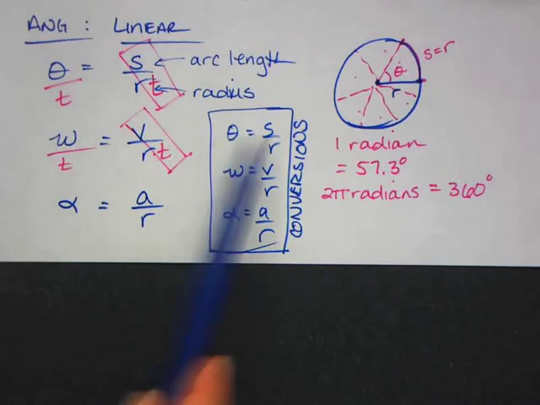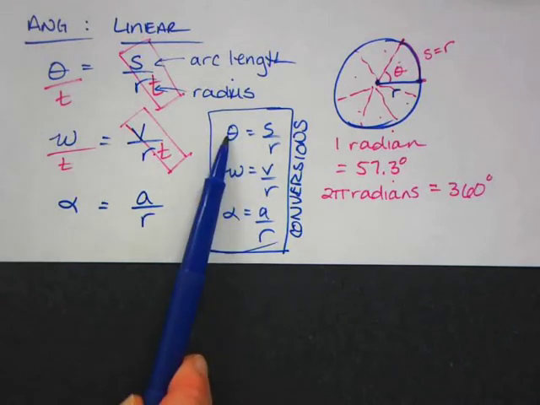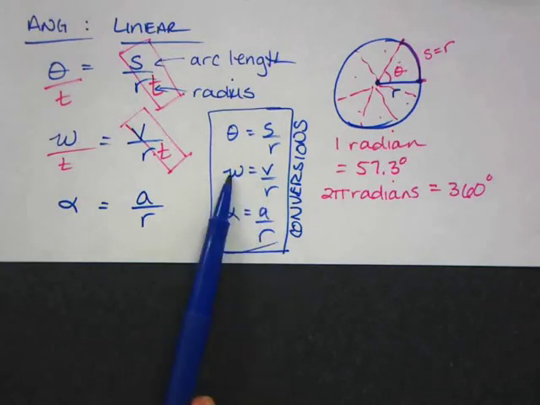So every time, if you look on the board, you see all those linear kinematics equations. Every time you see distance, you could substitute theta. Every time you see velocity, you can substitute omega. Every time you see acceleration, you can substitute alpha. And every time you see time, well, what's time if you're spinning? It's just time, no difference.